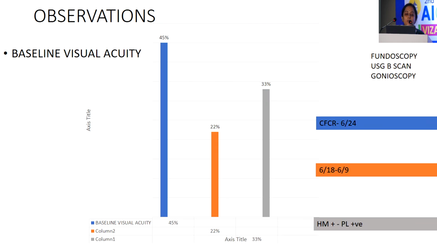When we recorded the baseline visual acuity using a Snellen visual acuity chart, we noted that 45% of the cases had visual acuity between CFCR to 6/24, whereas 22% had it between 6/18 and 6/9, and 33% had it between hand movement plus to perception of light positive. Fundoscopy, B-scan and gonioscopy were done as needed.